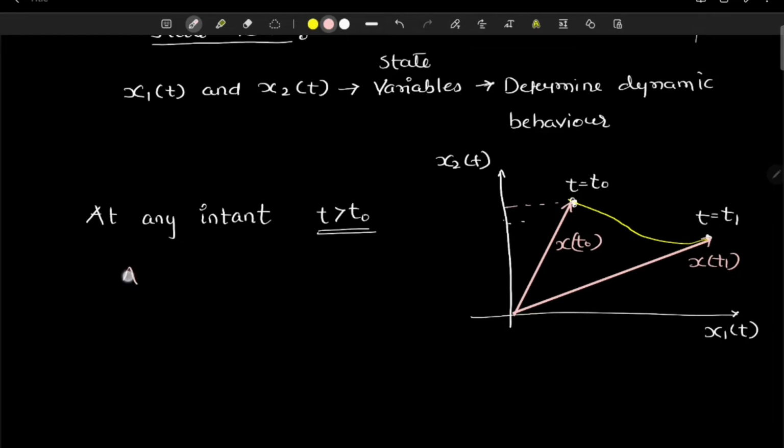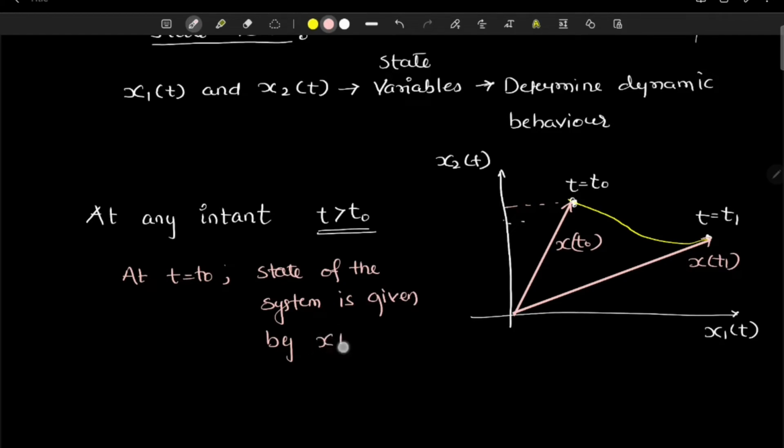So at t is equal to t naught, the state of the system is given by state vector x of t naught, right? And at t is equal to t1, the state vector is given by x of t1.